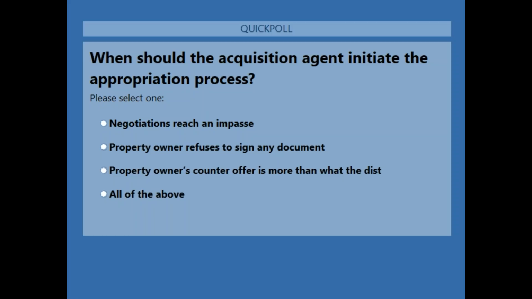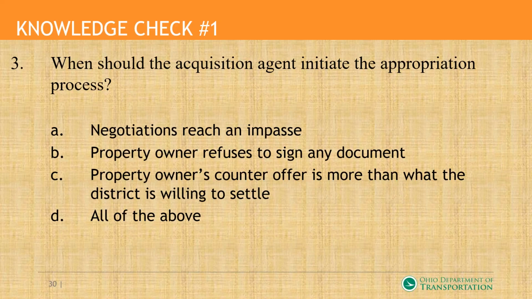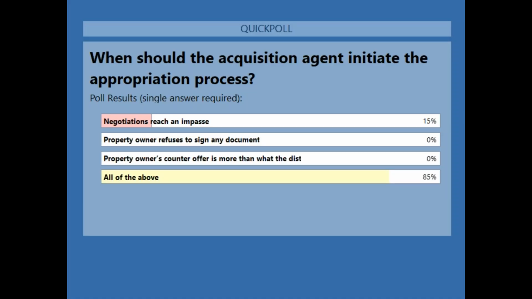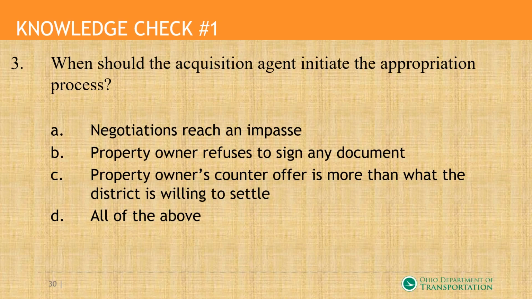Okay, I'm going to launch this one. When should the acquisition agent initiate the appropriation process? Negotiations reach an impasse. Property owner refuses to sign any document. Property owner's counteroffer is more than what the district is willing to settle for. And then all of the above. Okay, we're at the 80 now. I'm going to stop the poll and share the results. 15% said negotiations reach an impasse, and 85% said all of the above. Hide the results, and then you can show them the answer. It's all of the above.